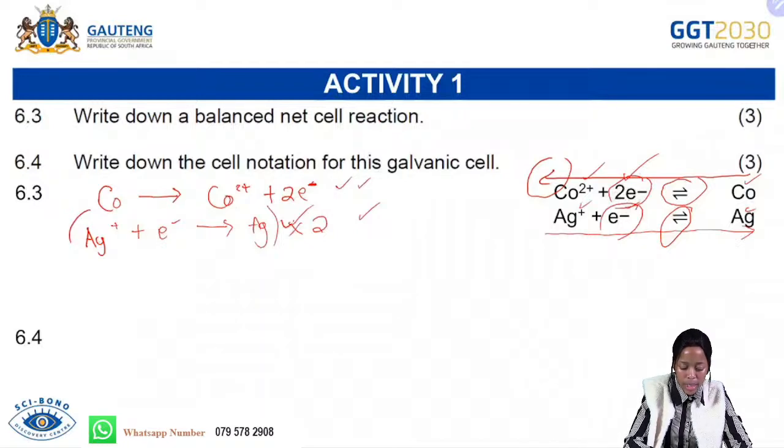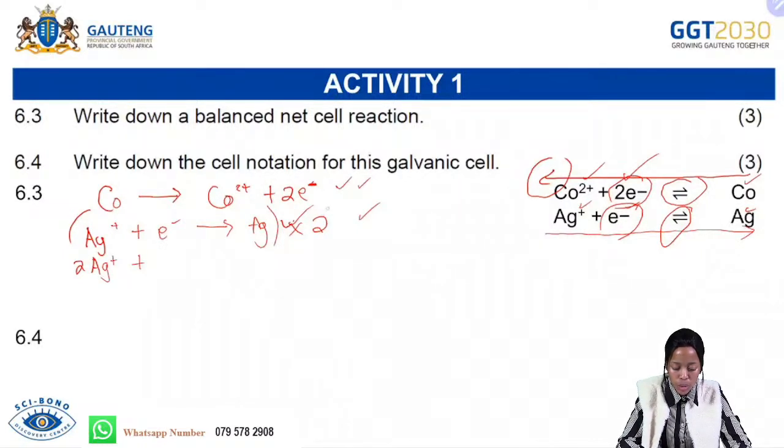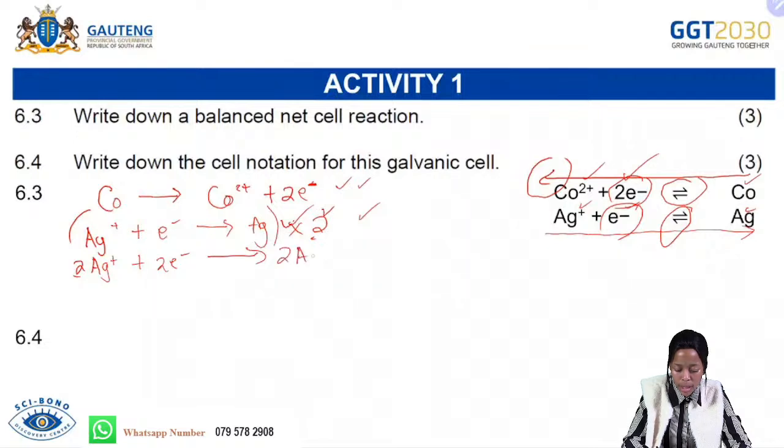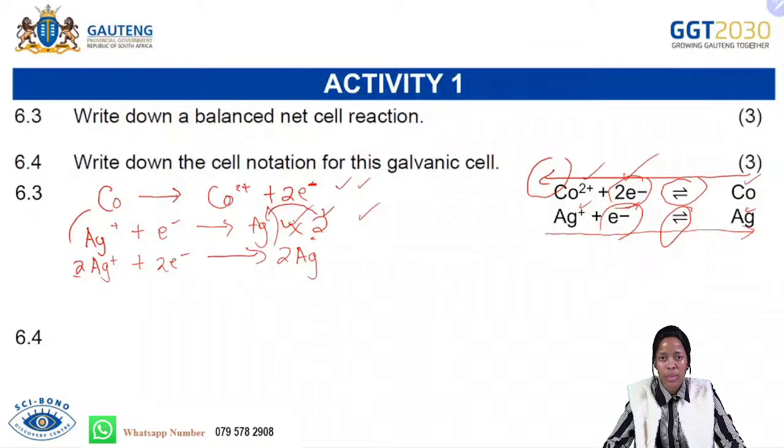So now if that's the case, then what are we going to have? We're going to have 2Ag+ plus by what? So the 2, because we're multiplying the 2 inside of the brackets. When we multiply the 2, it's going to become a big 2 multiplied by 2 electrons. From there, what is it that we are going to have as a product? We are going to have 2Ag when we multiply this 2 again into the brackets.